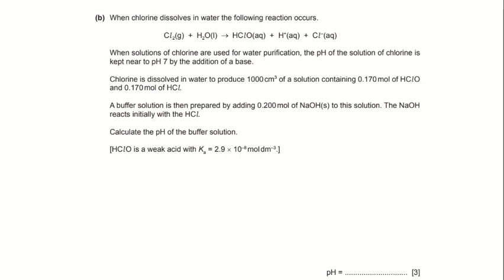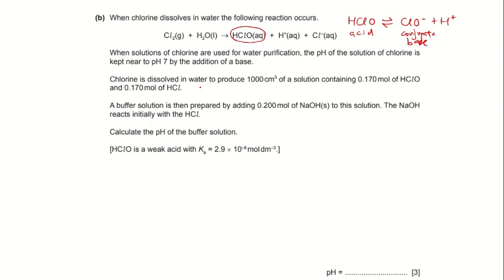This is a question that asks you to calculate the pH of a buffer solution. That buffer is made from a weak acid, HClO, with its conjugate base. So if I have to write an equation to show the dissociation of this weak acid, it will look like this: ClO negative and H plus. So this is the acid and this is the conjugate base.